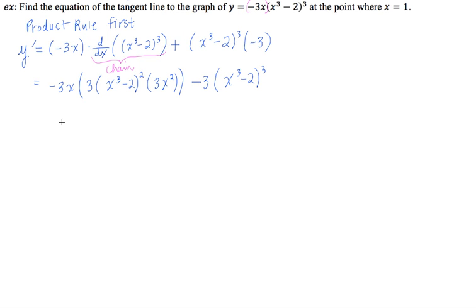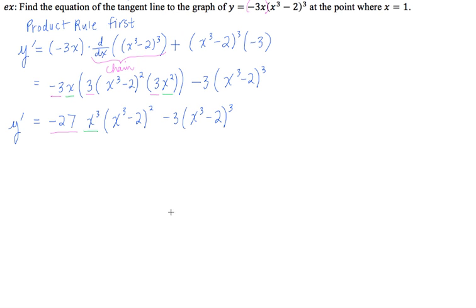Okay, that's the derivative. I'll go ahead and clean it up a little bit because I am going to need to plug in x anyways. So this first term, I've got negative 3 times a 3, so I can combine all those into negative 27. Then I've also got an x times x squared. That's going to become x cubed. And then what's left is this (x cubed minus 2) all squared. Okay, so that's y prime.